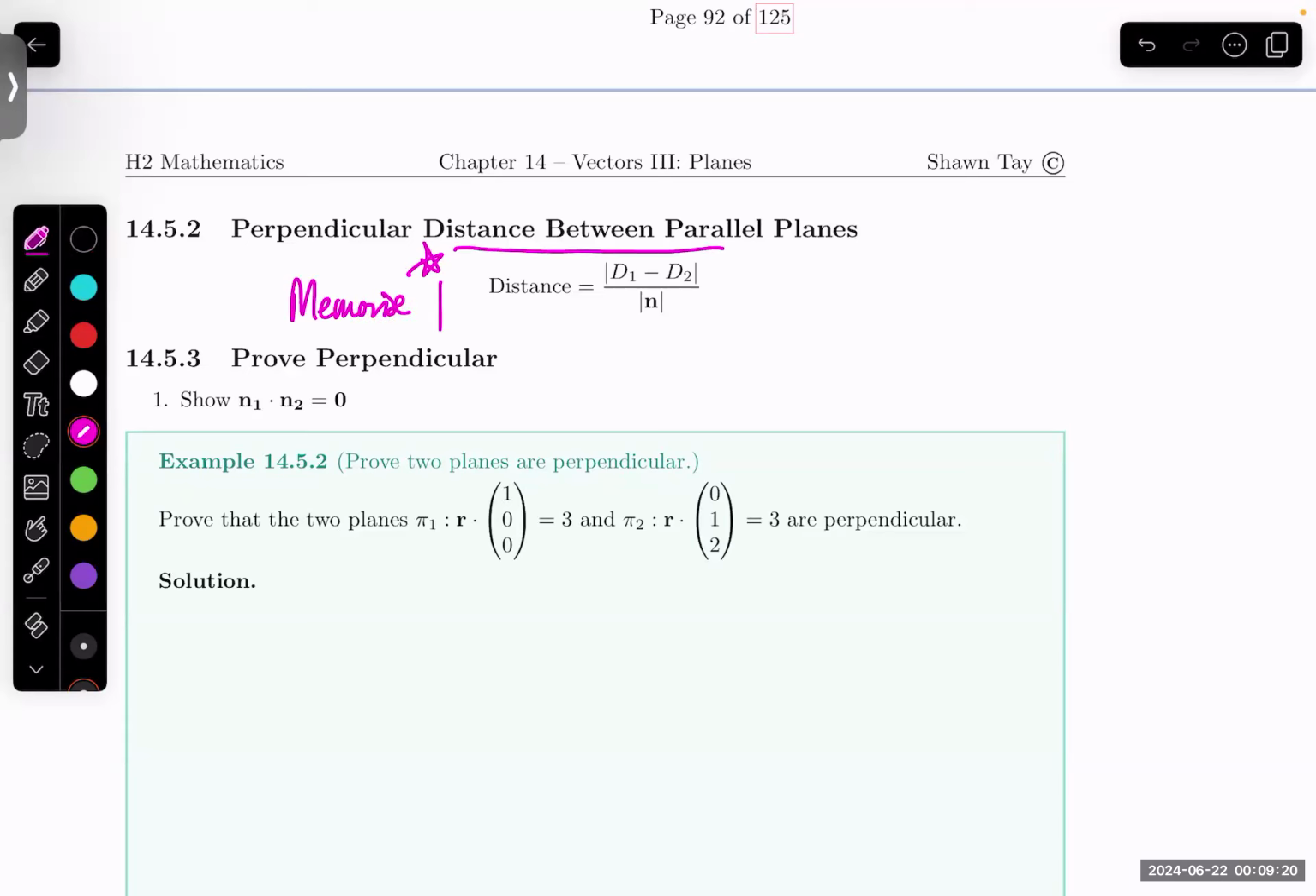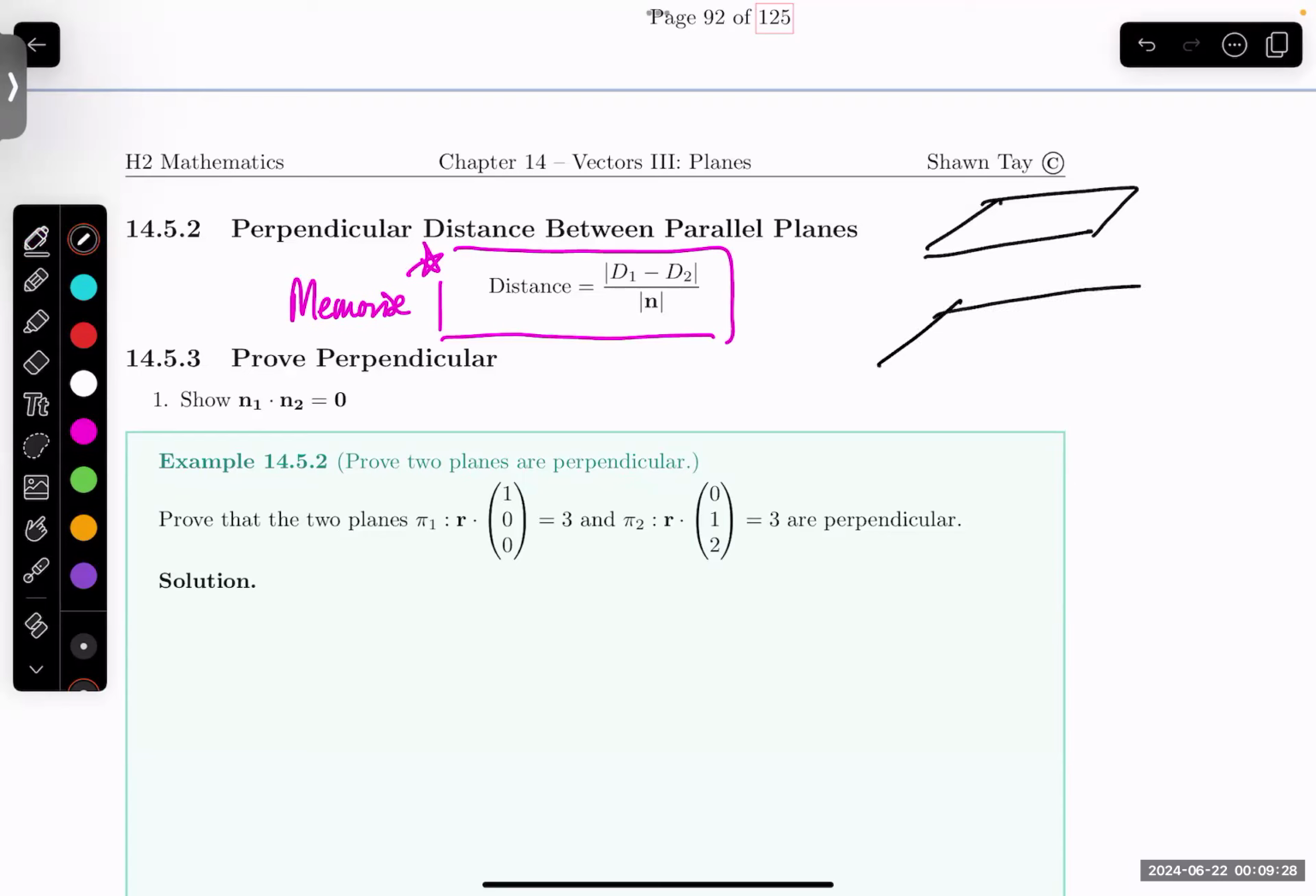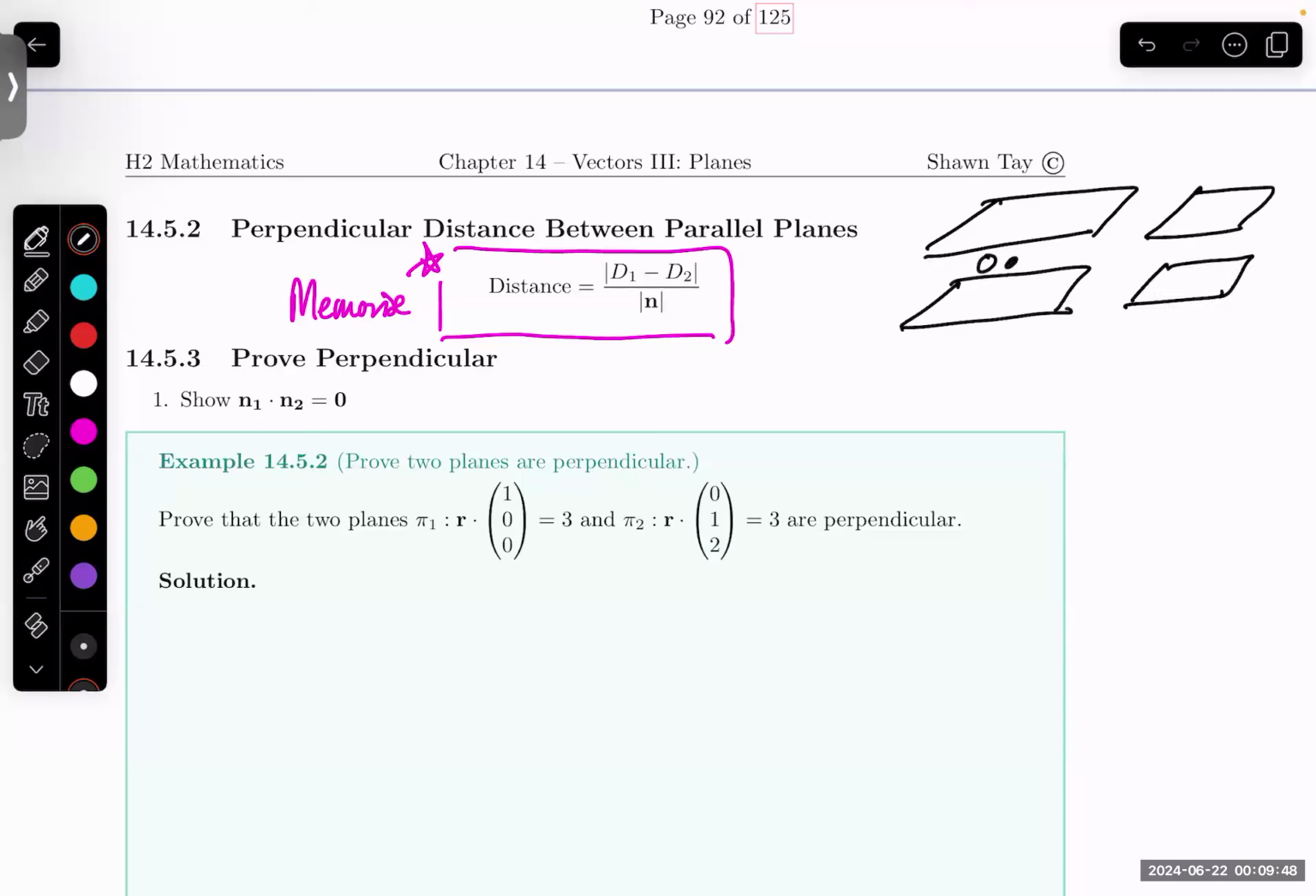It's a little bit confusing to think about this, but if you want to visualize, let's say I have a plane and then I have another plane. Where could the origin be? If the planes are parallel, the origin can be in the middle, or the origin can be on one side of the two planes, so outside. Either the origin is trapped inside or the origin is outside.